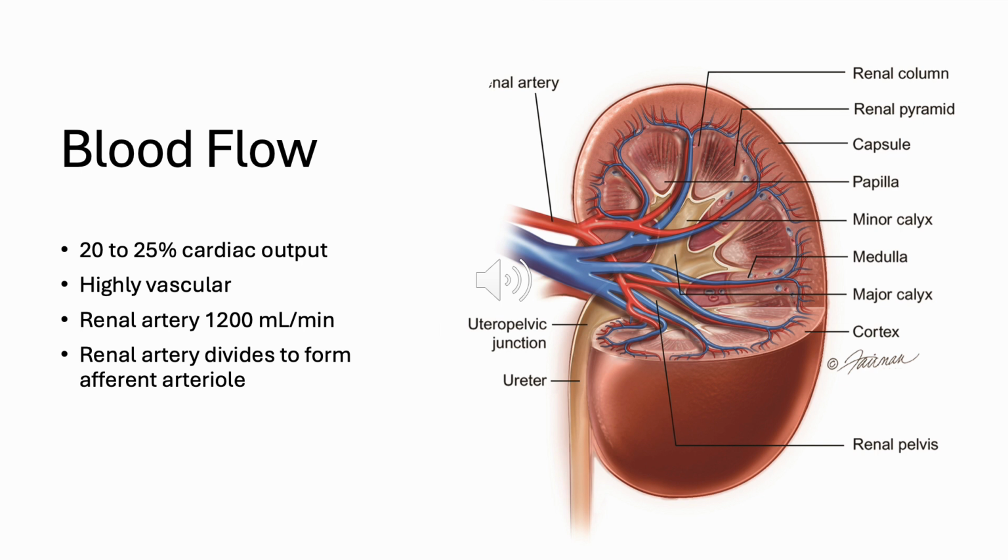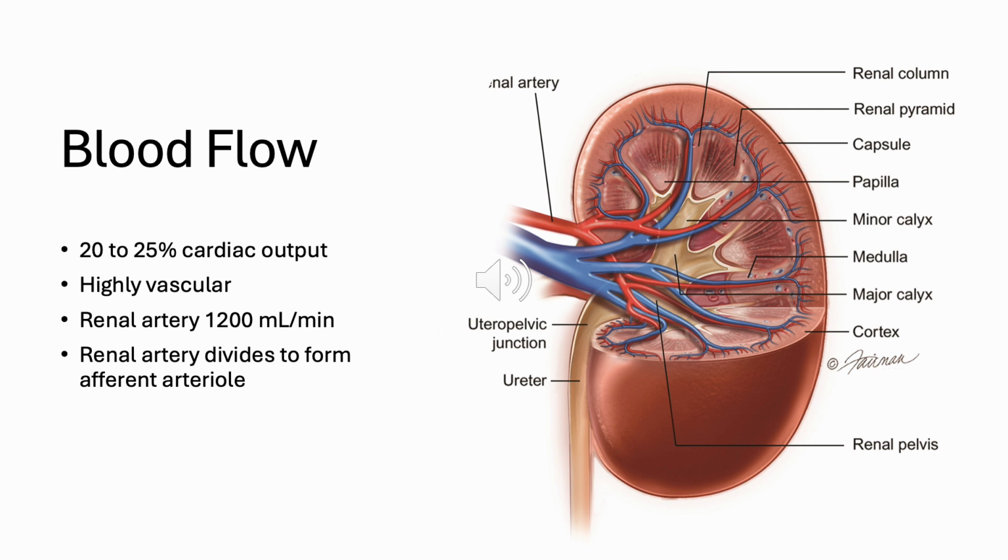Our kidneys receive 20 to 25% of our cardiac output. What that means is if somebody has a dysrhythmia or they're in shock, their kidneys are not going to be perfused. That's one of the assessment findings we always look for when somebody is in a low perfusion state. We want to know if the kidneys are being perfused, if they're putting out urine.